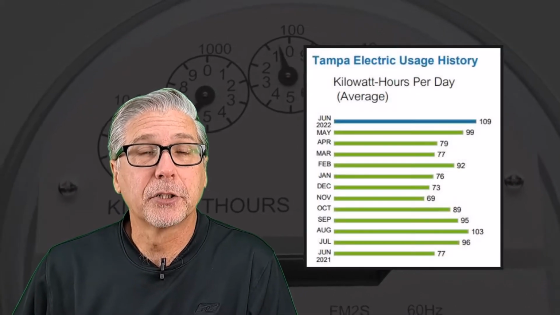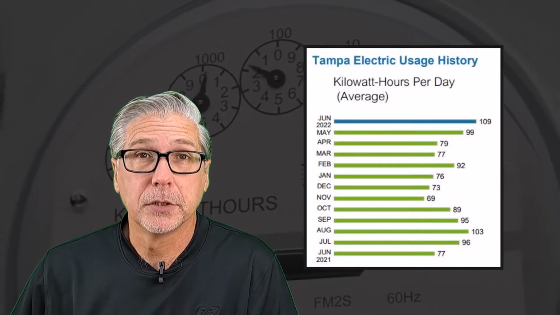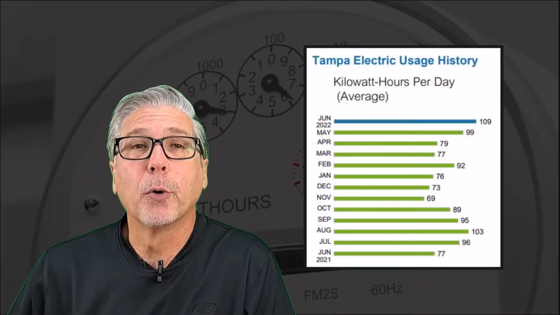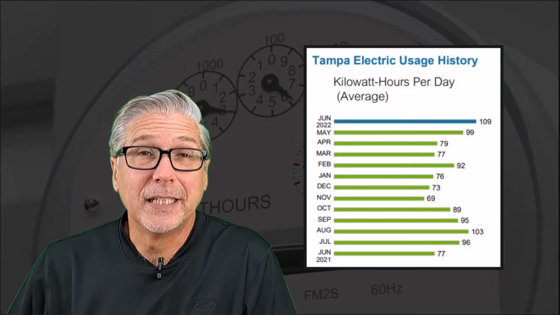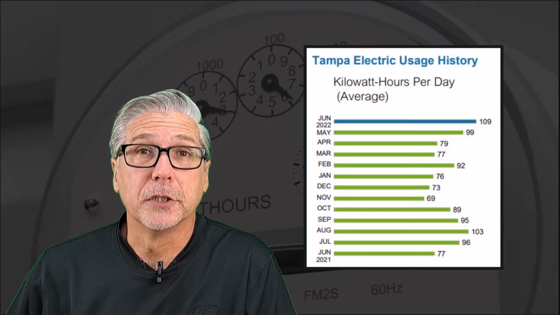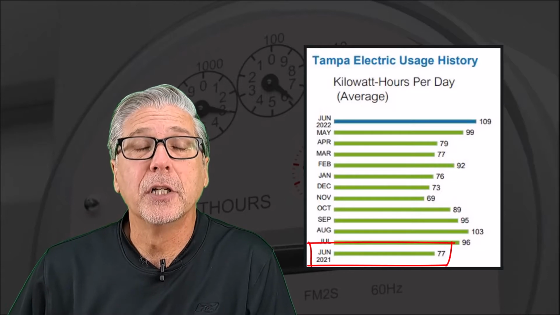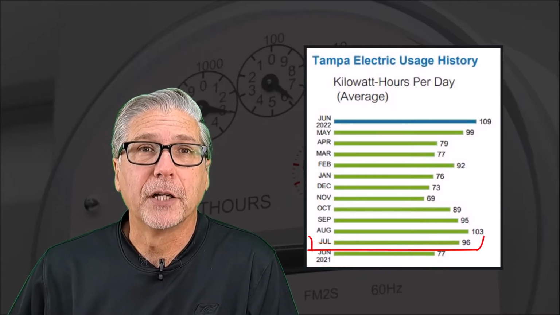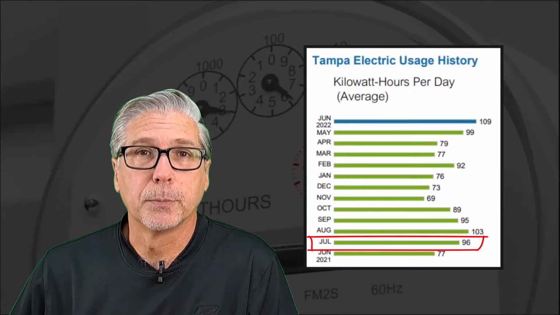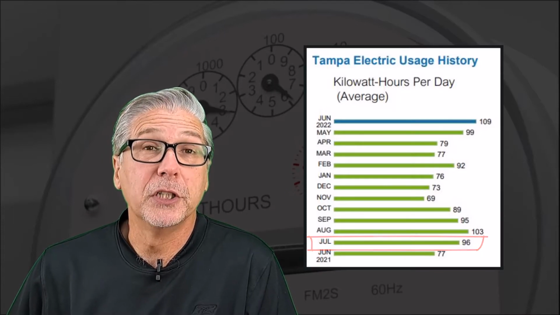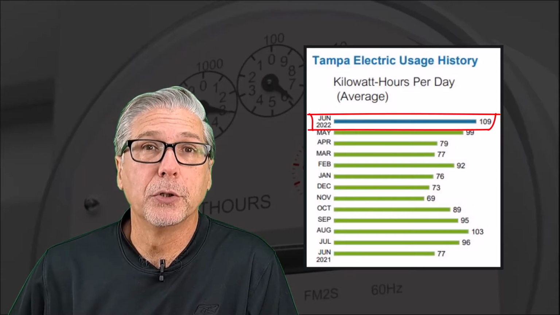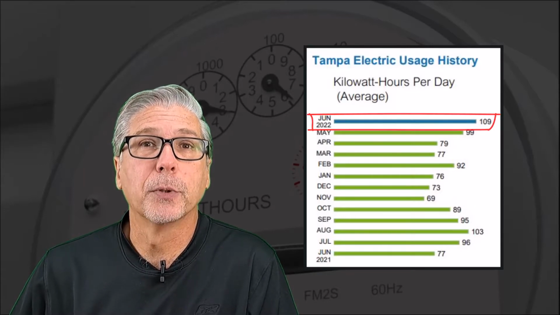Looking at my last electric bill, it contains the electric usage for the last 13 months. We will refer to the electric usages as the values of a variable we want to learn about. We see that in June of 2021, for instance, my electric usage was 77 kilowatt hours per day. In July of the same year, that value jumped to 96 kilowatt hours per day. There are a total of 13 different values shown here, with the last being in June of 2022 with the usage of 109 kilowatt hours per day.